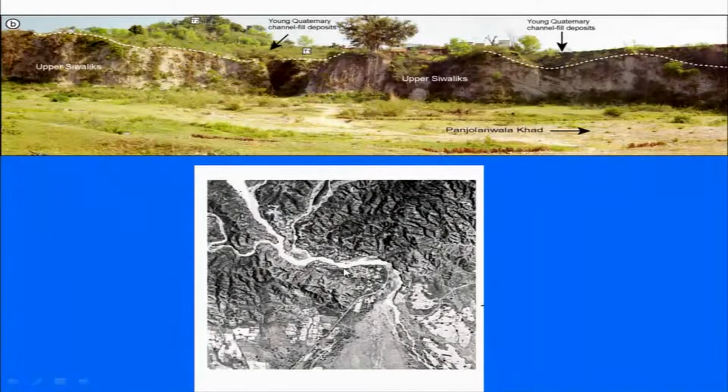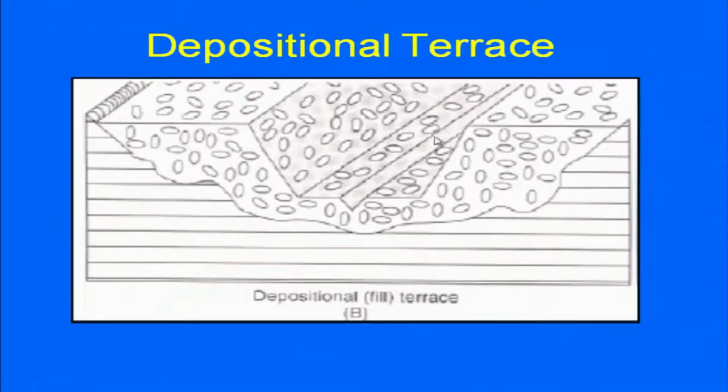Then depositional terraces, where the alluvium itself has been cut down, which has resulted in the formation of a flat step-like feature. So these are depositional terraces. So other landforms which are associated with the fluvial system, but most commonly what you will find, as we have discussed, are the point bar, braid bars or islands, and terraces.